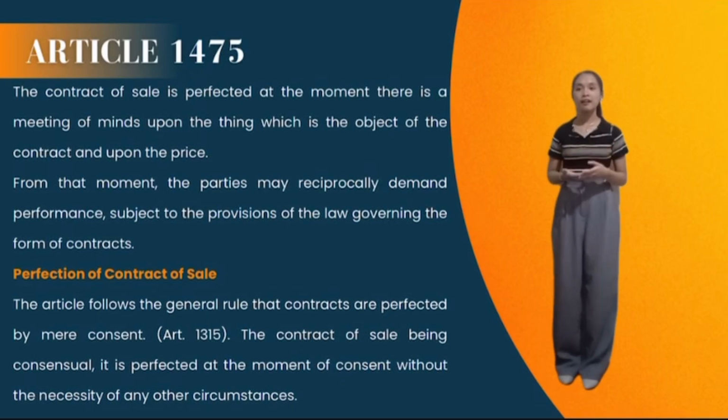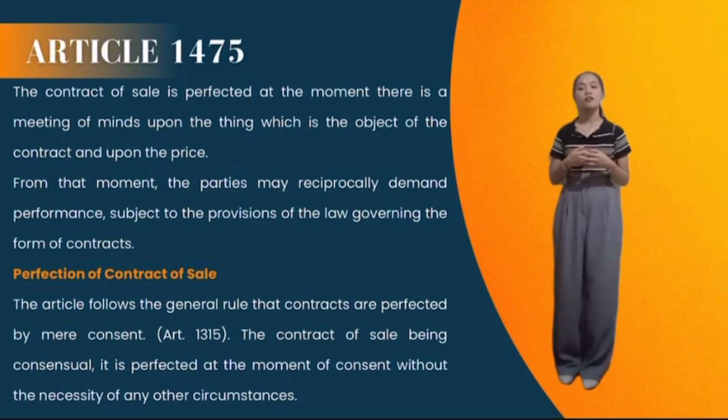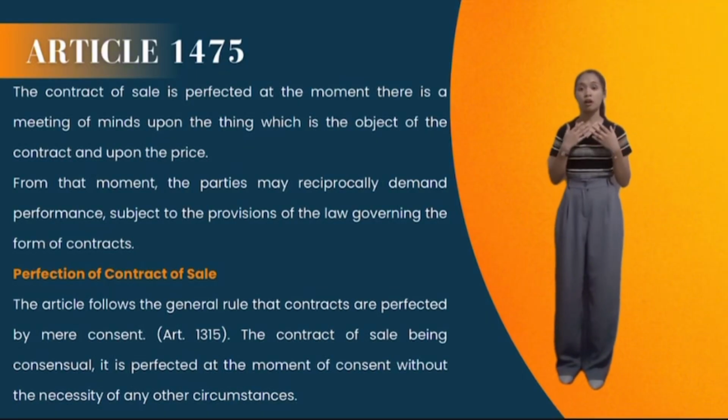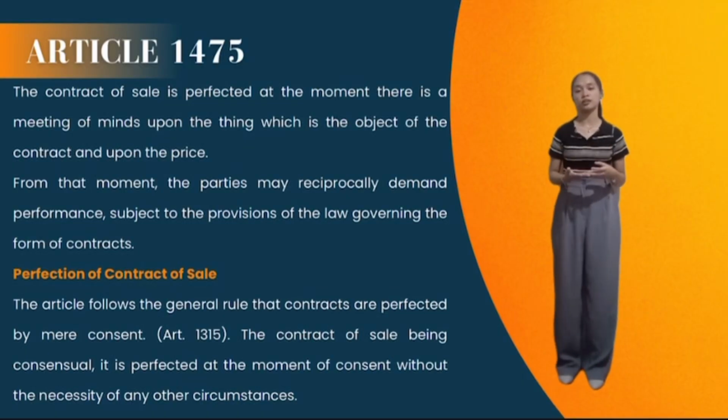Article 1475, the contract of sale is perfected at the moment there is a meeting of minds upon the thing which is the object of the contract and upon the price. From that moment, the parties may reciprocally demand performance subject to the provisions of law governing the form of contracts. This article defines that a contract is perfected when there is a meeting of minds between both parties, and they can legally demand performance from each other about the obligation.